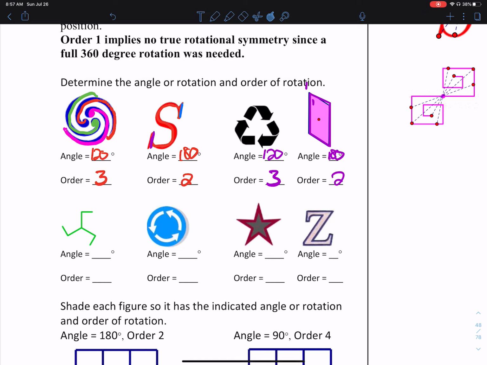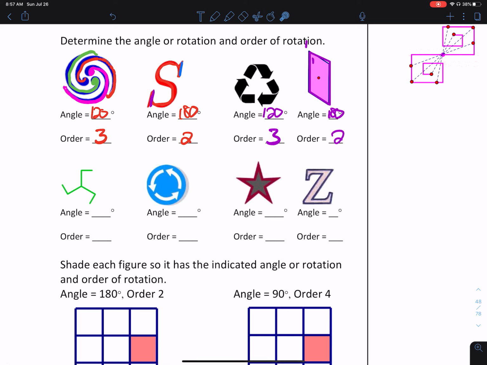So if I didn't make it clear, let me make sure this is clear. The angle times the order is 360 every time. So if you can figure out the angle of rotation or the order of rotation, to figure out the other part of it, it's easy. You just take that number and divide it into 360. Do these ones on your own, stop the video, and then see if you and I agree with these answers.